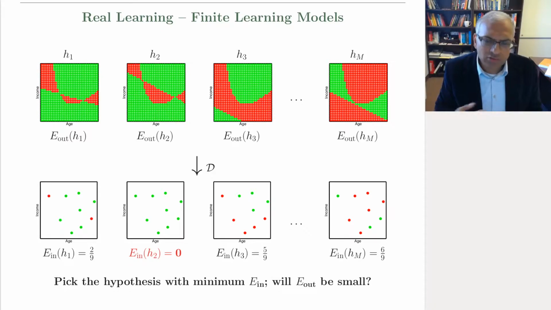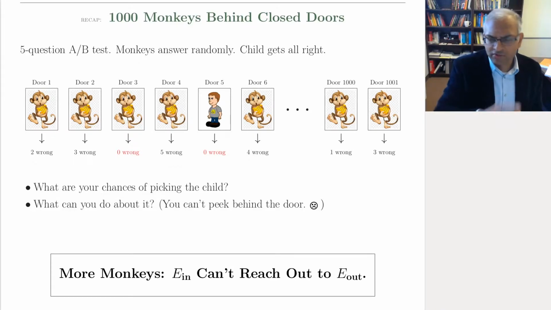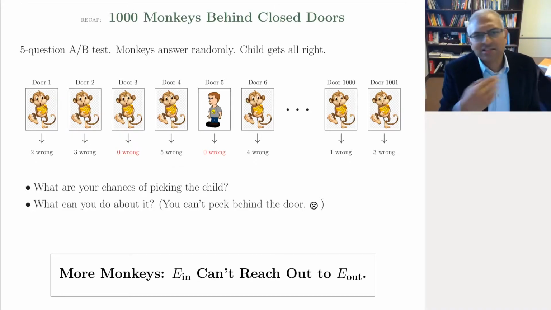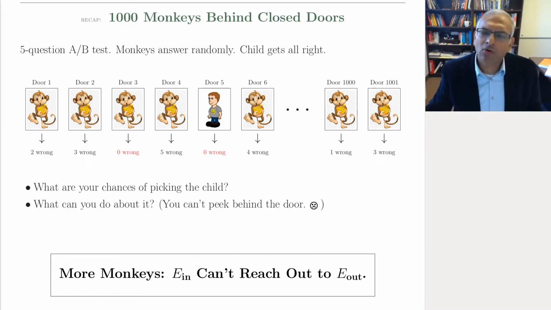And as a sort of intuition for what goes on, try this problem. Okay? So you've got 1,000 monkeys behind closed doors. But you have 1,001 doors because behind one of the doors is a child. Now you administer an A/B test with 5 questions. Monkeys answer randomly. The child gets it all right because the child is smart. But now all you can do is observe the number of questions that each door got wrong.